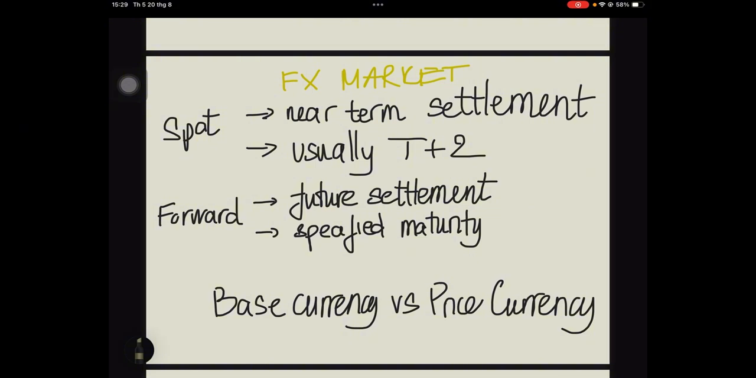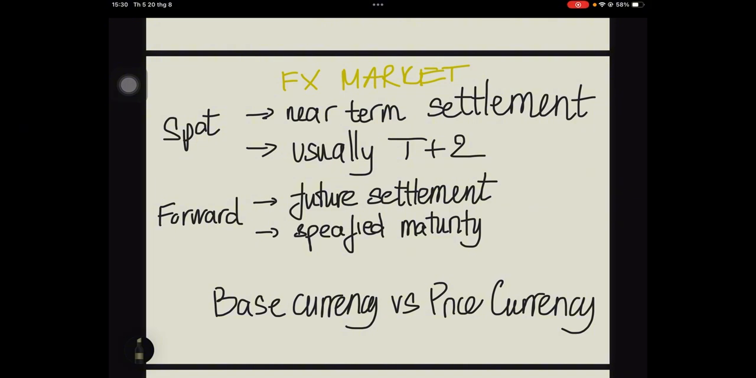A spot exchange rate applies to a currency transaction that settles in the near term, typically T+2 for many major currency pairs. A forward exchange rate, on the other hand, applies to a transaction that will settle at a specified future date. So the distinction is primarily about when the currency transaction settles.